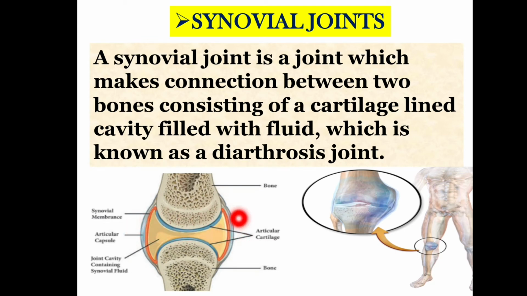It is an empty space within a solid object. So this cartilage is a connective tissue. So a synovial joint is a joint where it makes a connection between the two bones, where you have the cartilage-lined cavity filled with fluid. So it is also called what? It is also called diarthrosis.